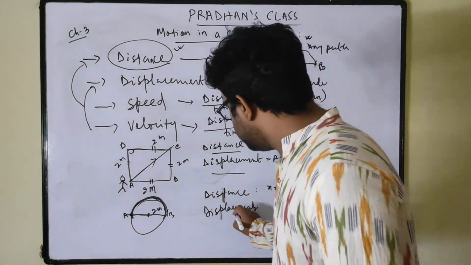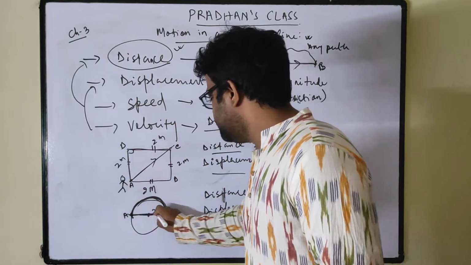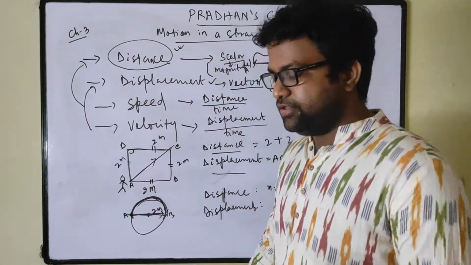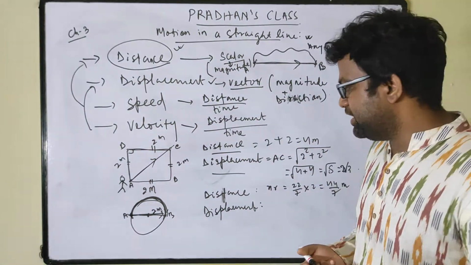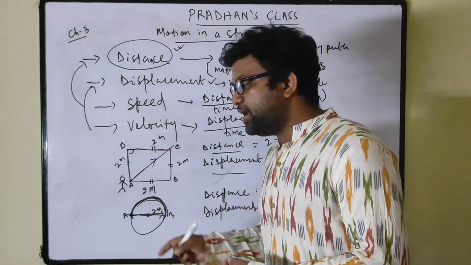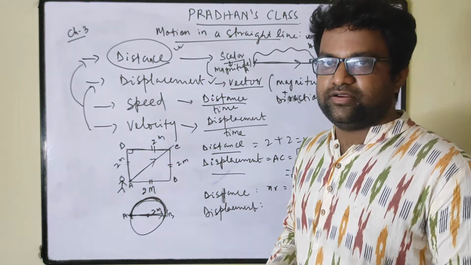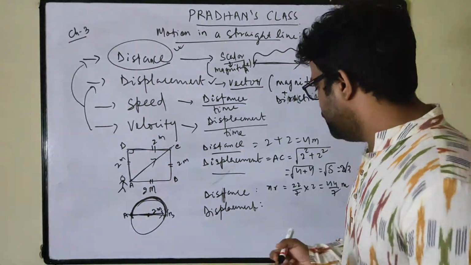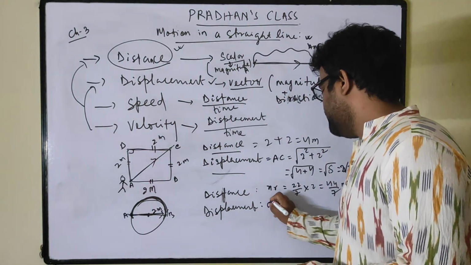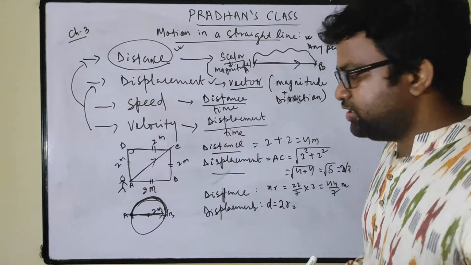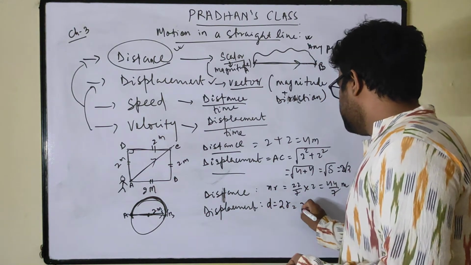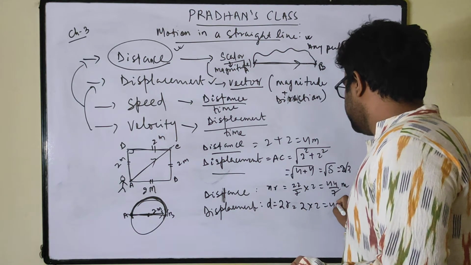Now what will be displacement? Displacement again, the straight line. So straight line is what? Diameter. You can see clearly from the diagram. So what will be the diameter of the circle? Diameter is always the 2 times of the radius. Radius is given 2 meter. So the displacement will be 2 into 2, that is 4 meter.